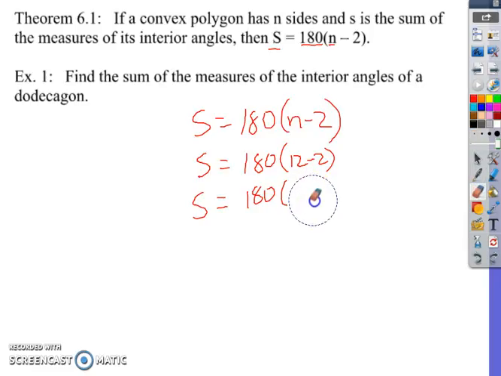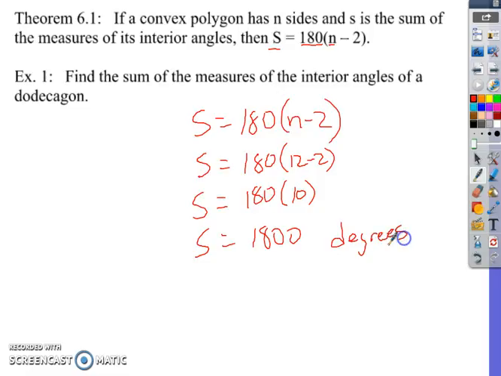180 times 10 is, of course, 1800. So there are 1800 degrees in a dodecagon.